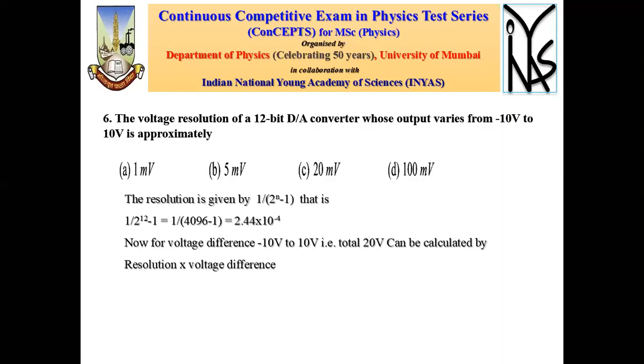And then what we have to do is multiply the resolution by this total voltage range. So that will give you 2.44 into 10 raised to minus 4 into 20 volts. So that gives you 4.88 into 10 raised to minus 3 volts. So this is 4.88 millivolt, which is nearly equal to 5 millivolt of the resolution.